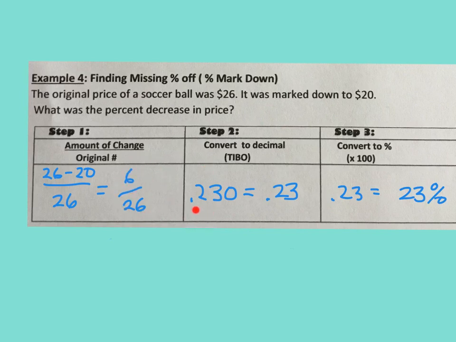6 divided by 26 gives me the decimal 0.230 or 230 thousandths, which I can just round to the hundredths place. So 23 hundredths is my decimal. Now I'm going to change that to a percent by moving the decimal 2 places over or multiplying by 100 on your calculator. 0.23 times 100 will give you 23, and then just add the percent sign. So 23%. So the sale price on our soccer ball was 23%. So $26 for the soccer ball. That was marked down 23%, and our new sale price was $20.